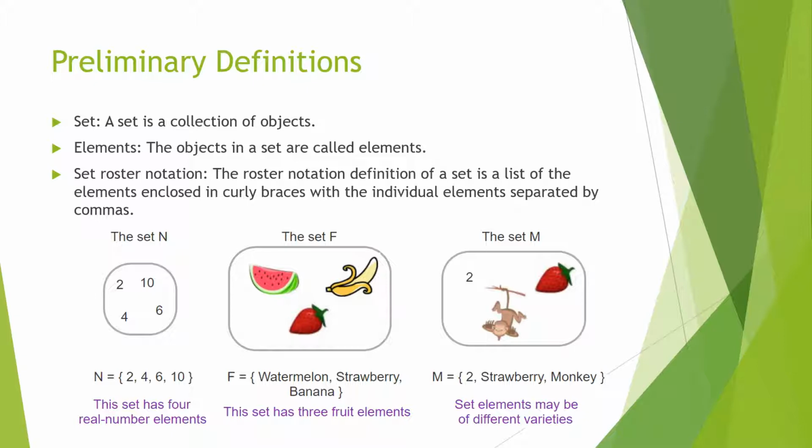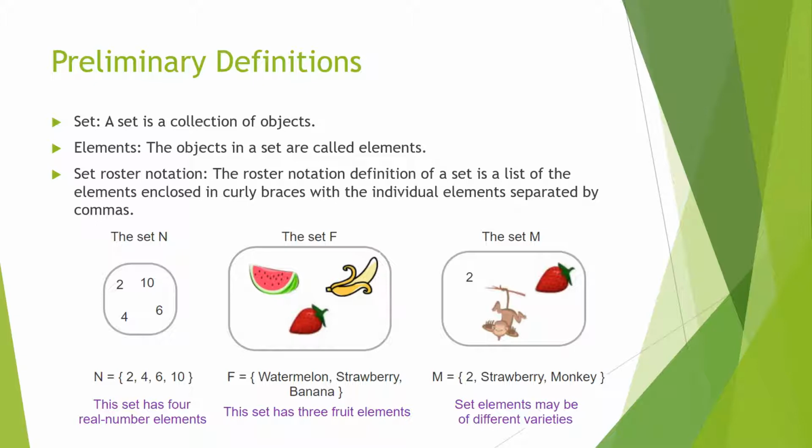The objects in a set are called elements of the set, and there's a very easy way to represent a set, which we call set roster notation. The roster notation of a set is a list of elements enclosed in curly braces with the individual elements separated by commas. So for example, if we have a set including the numbers 2, 4, 6, 10, this is the way we represent that set. In two curly braces, we write 2, 4, 6, 10.